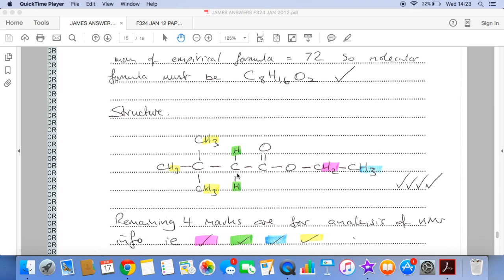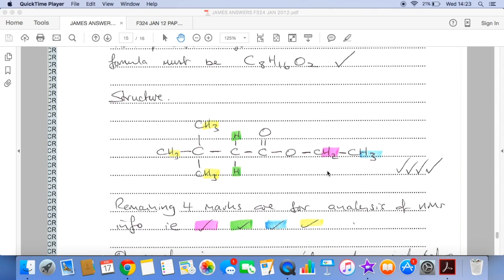So there's 2 in the environment, and it's adjacent, or bonded to this C double bond O. And then the pink one, we've got the 2 hydrogens in the environment, and they're bonded to a carbon that's then singly bonded to an oxygen. So that's the other ester environment. And remember that was coming out as a quartet, and so we've got a CH3 group adjacent to that. And then the final environment, this is another RCH environment, and that's coming out as a triplet because it's adjacent to this CH2 group.